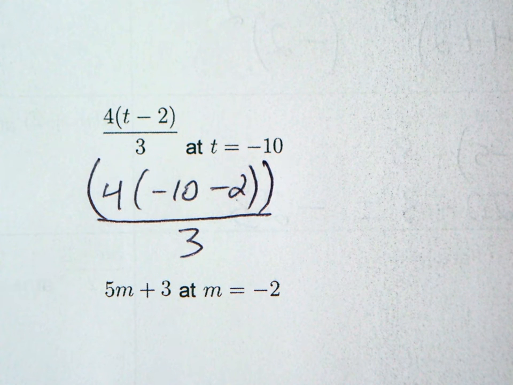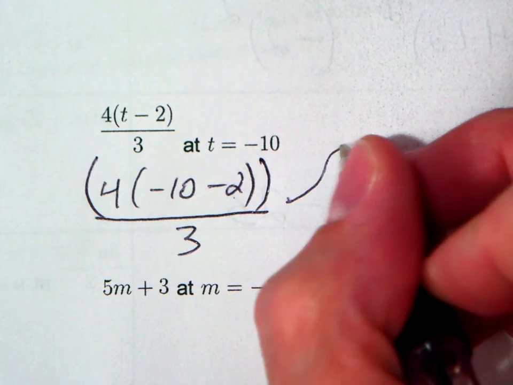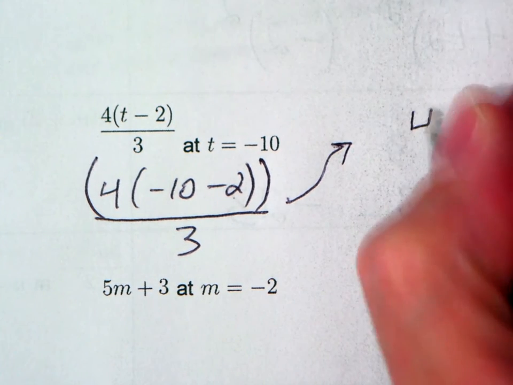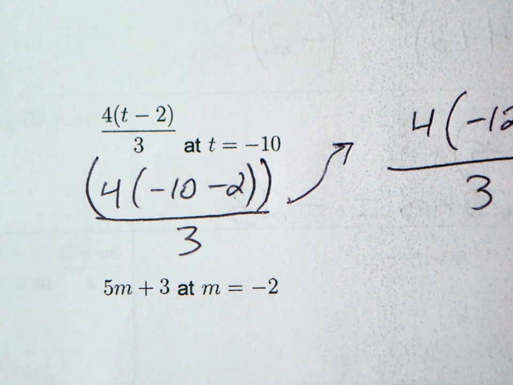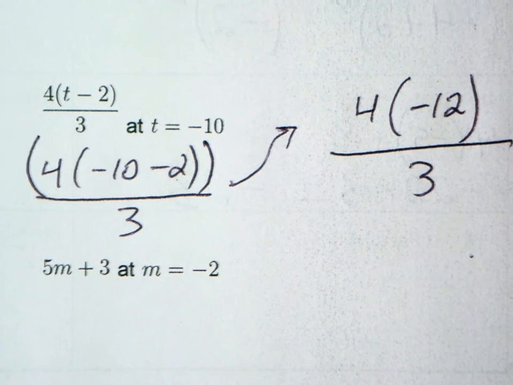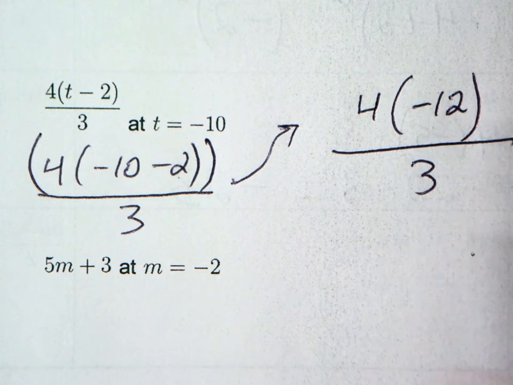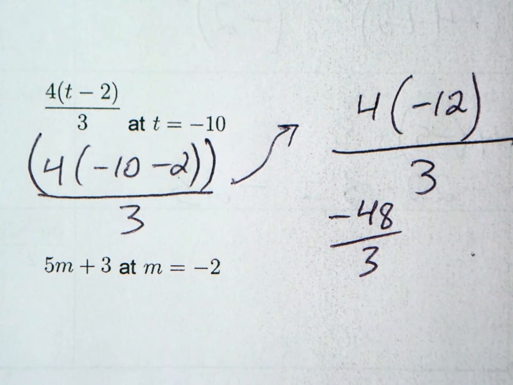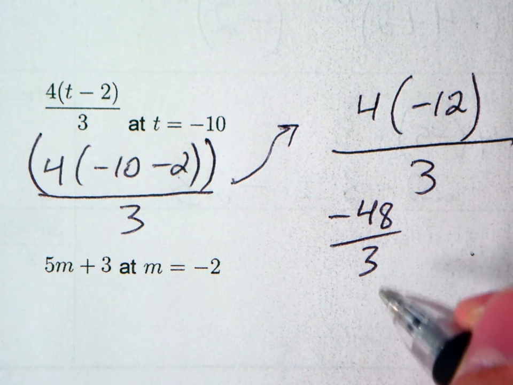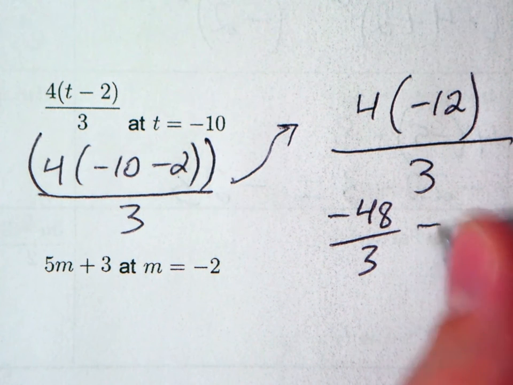We start with the innermost layer of parentheses. The first thing we do is negative 10 minus 2. And this becomes, write it up here, 4 times negative 12 all over 3. Following the order of operations, the next thing I do is the multiplication on top. 4 times negative 12 gives me a negative 48 over 3. And since I have a negative divided by a positive, I know my answer is going to come out negative. And it turns out that number is negative 16.